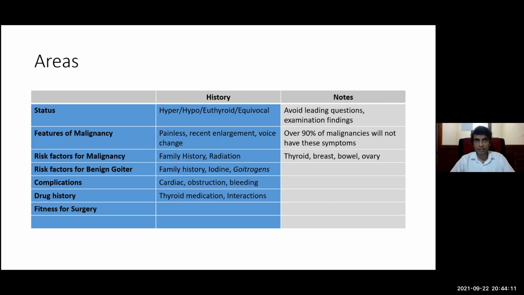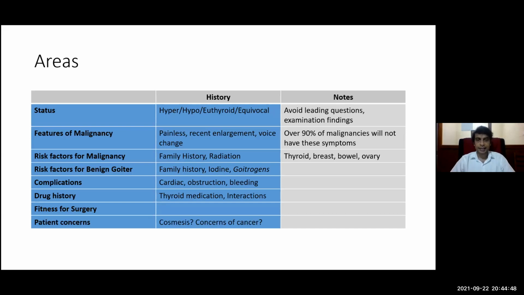Amiodarone is called amiodarone because it has iodine in it, right? The name itself implies that it has iodine, if you spell it right. The iodine in amiodarone can cause various interesting effects. So read about that. There are some drugs that you need to know interactions about. Obviously, fitness for surgery, we will need to ask about the comorbidities and the MET score in patients, what is called the metabolic equivalence of task. If you don't know about it, read about it. That's an important thing to know.